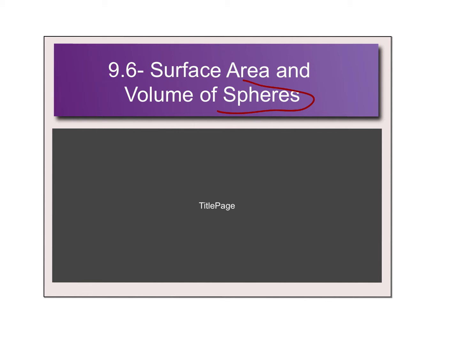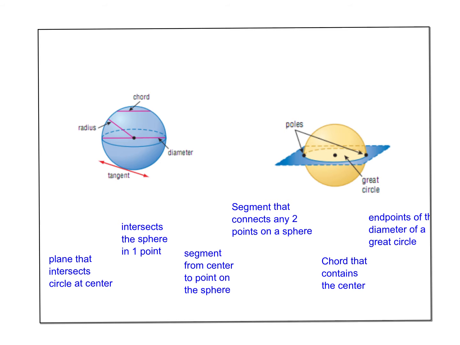Spheres kind of play by their own rules. They're not really like cylinders. They're not really like cones. They're not really like prisms. They're kind of an entity to themselves. So let's take a look at what we've got here.